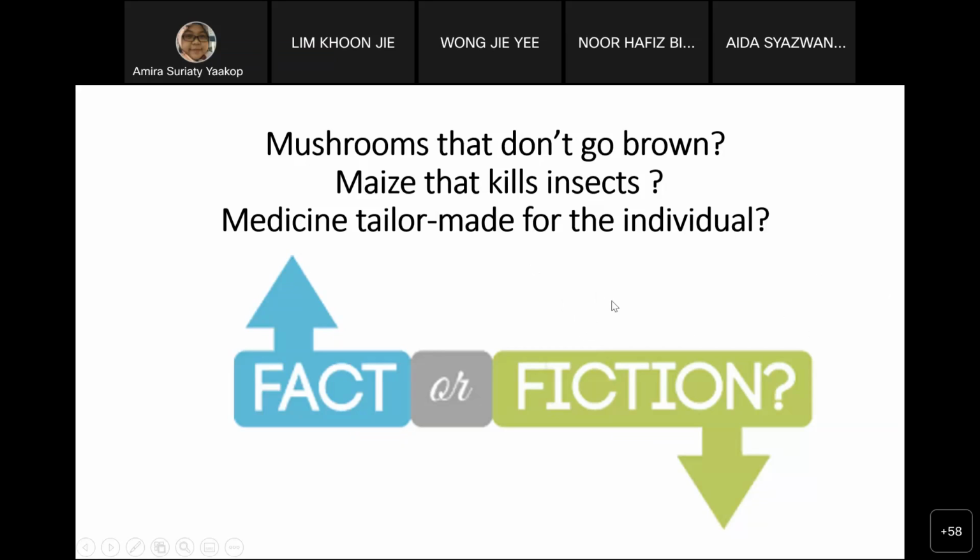Previously, you may have never heard about mushrooms that don't go brown, mist that kills insects, or medicine tailor-made for the individual. If you've seen these statements, have you ever wondered whether they are a fact or just fiction?